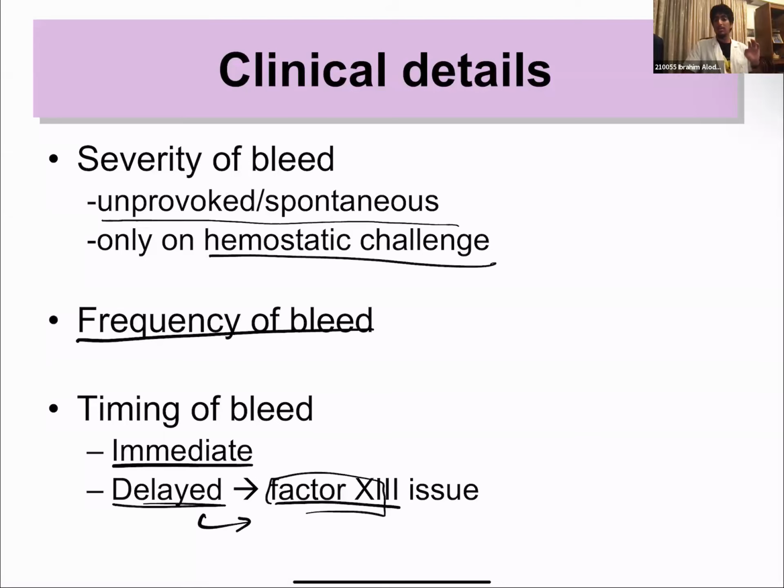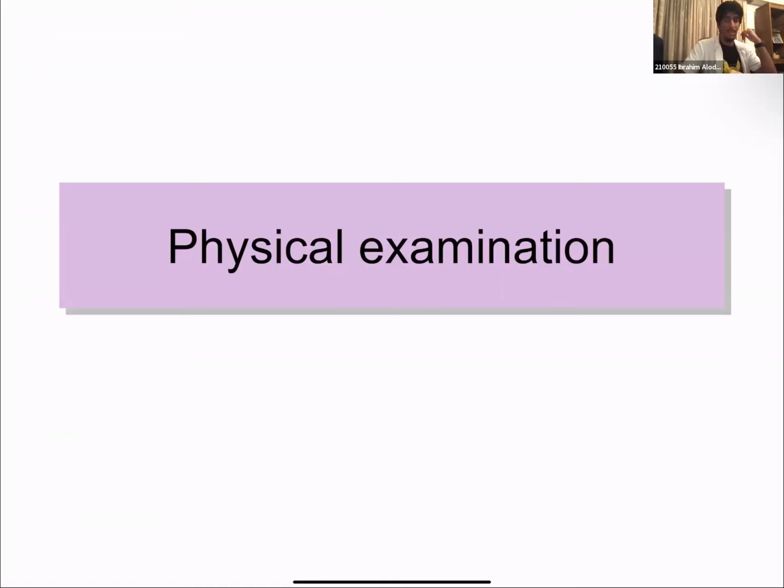Yep, awesome. So make sure you understand that if they ever say, oh, this person is having delayed bleeding, a light should go off in your head and you should think, okay, maybe this is the factor 13 issue. Okay? Yay, we got it. Moving on.